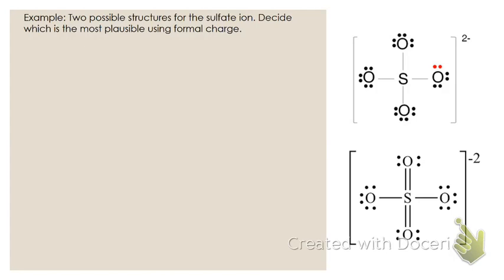Right, so y'all are predicting that this is the correct structure. Prediction. Okay, we're going to calculate the formal charges on all the atoms. We're going to calculate the right one first because it's the first one on my paper. So we're going to start with the sulfur.